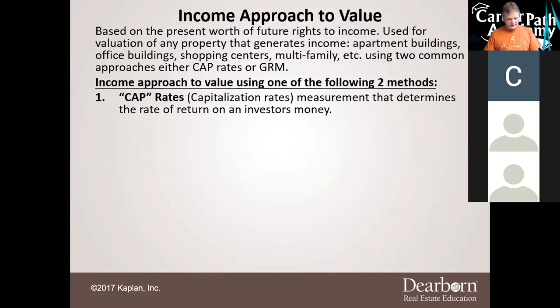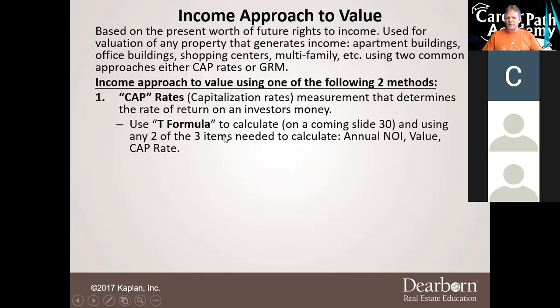Now they go on to tell you this is done by estimating the income. You take the income of the property. So this is the capitalization rate. Let's just look at this slide. This is how it's done. Cap rate, or capitalization rate, is a measurement that determines the rate of return of an investor's money. You use something that they call the T formula to calculate. I have the formula written out on the coming slide, and I'll show it to you in a moment. You have to have any two of the following three figures in order to figure out the cap rate: the annual NOI, which stands for net operating income, the value of the property itself, or the cap rate, which is the measurement of the rate of return of the investment.